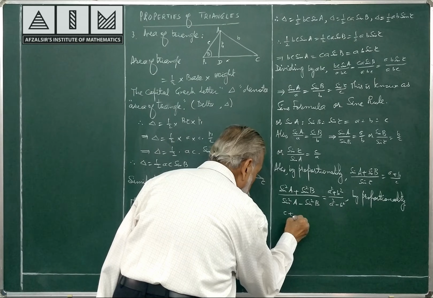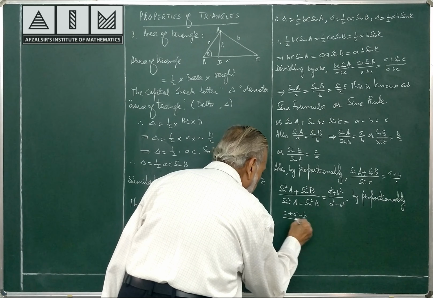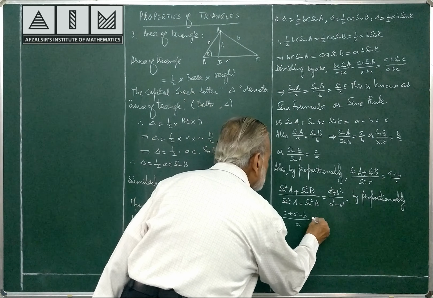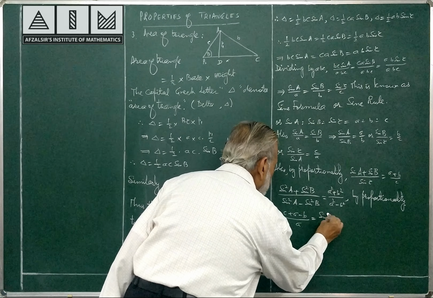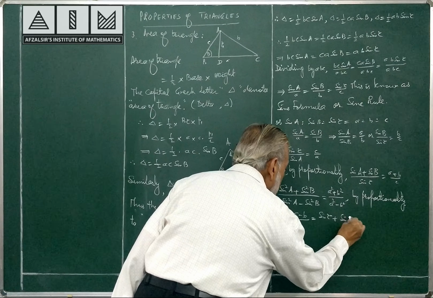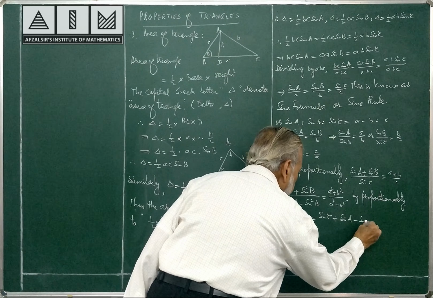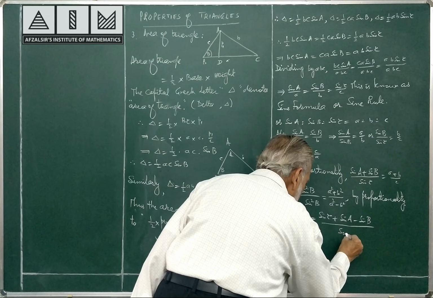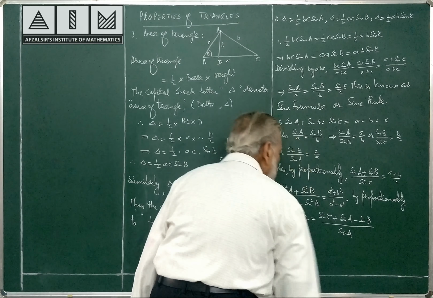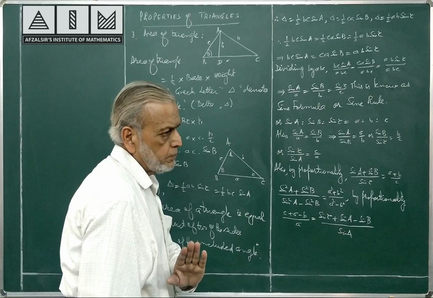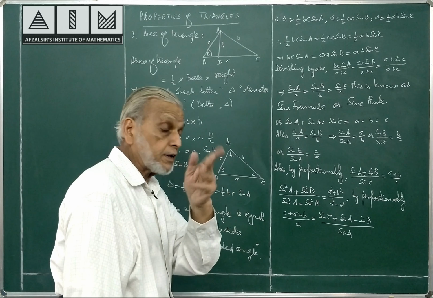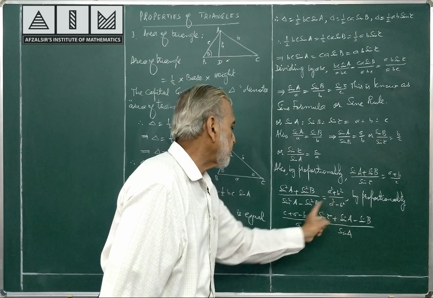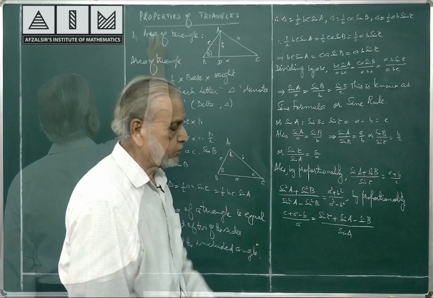Please see here, C plus A minus B by A. I will straight write sin C plus sin A minus sin B by sin A. This is by proportionality. So we can substitute like that, but that doesn't mean that we are putting the values C for sin C, A for sin A, B for sin B. It is not like that.